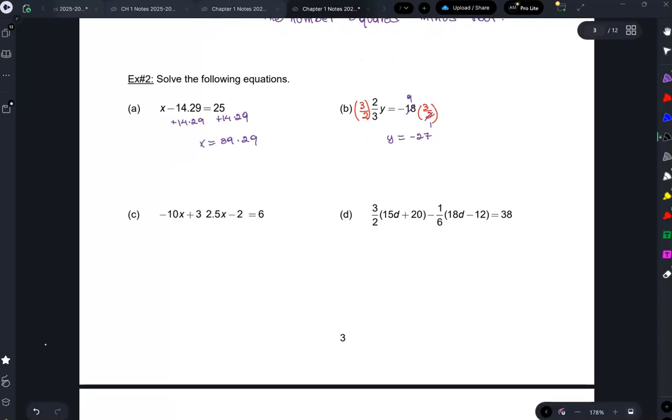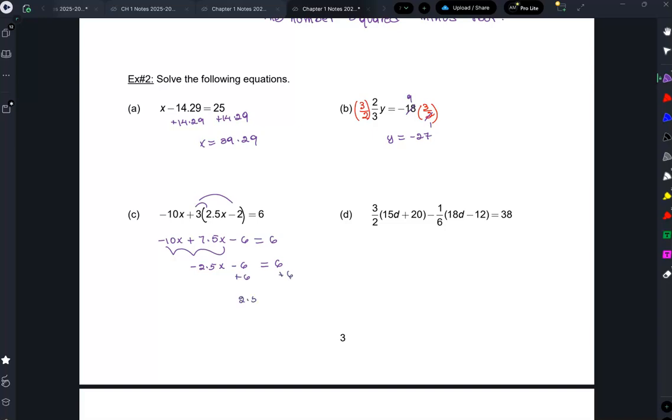Okay, here, I'm missing parentheses. First, I need to distribute the 3. So negative 10x plus 7.5x minus 6 equals 6. Adding this, negative 2.5x minus 6 equals 6. Add a 6 to both sides. Negative 2.5x is equal to 12.